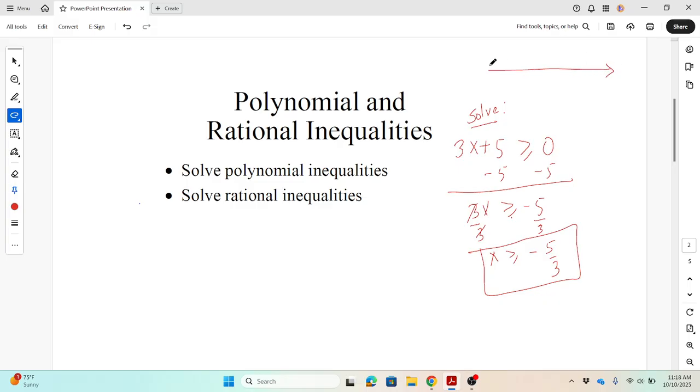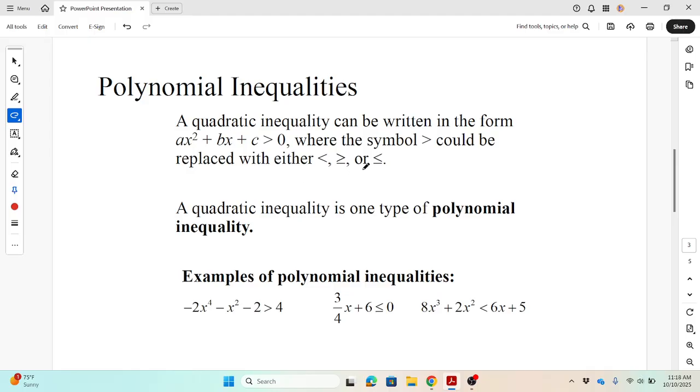So if you go to the real number line, find -5/3. The answer for this inequality is anything including this number and greater. So that means it goes to the right side. So bracket -5/3 comma infinity. So the solution for the inequality would be an interval like this. This is one example of polynomial inequality. You can do the same thing for rational inequality.